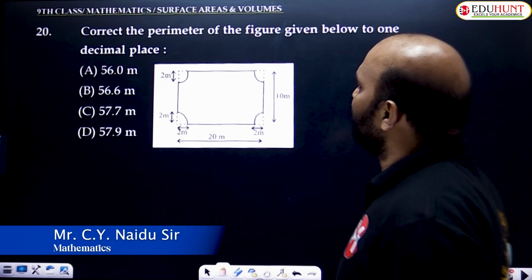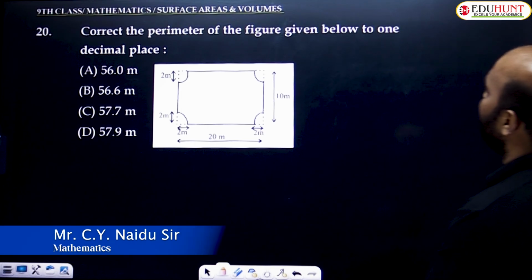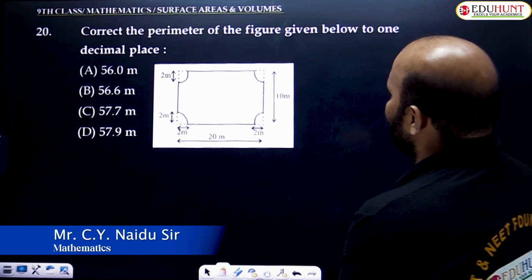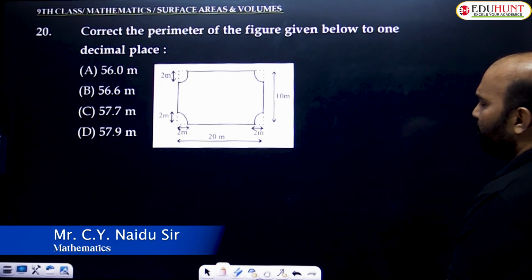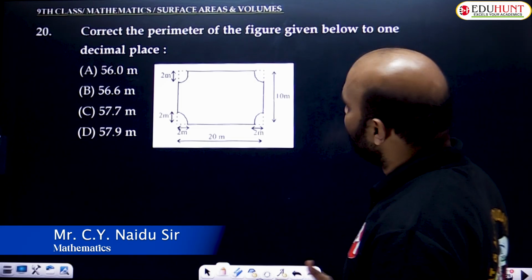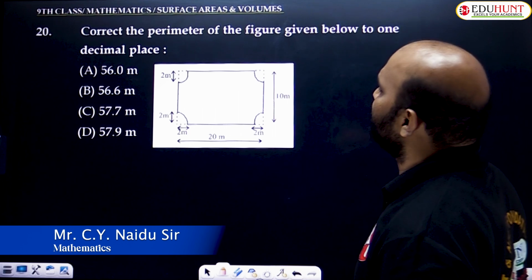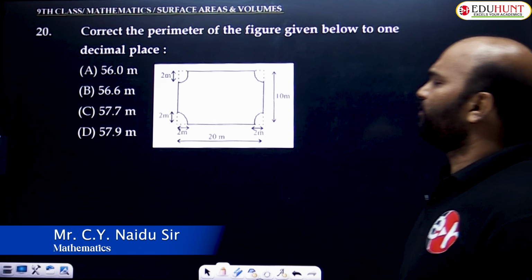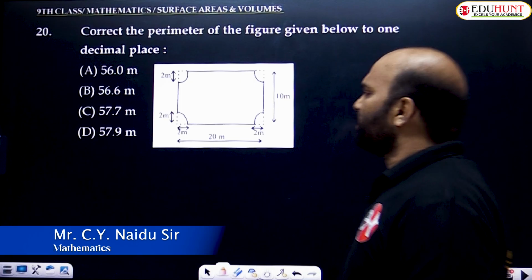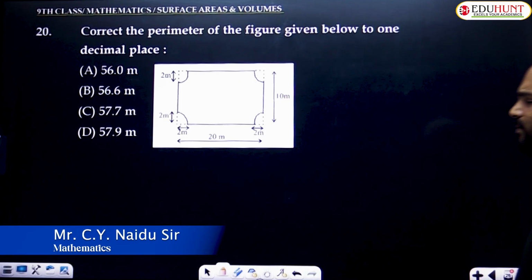So let's go to question number 20. Correct the perimeter of the figure given below to one decimal place. So after the decimal point, it can be rounded off to one decimal place. Option A 56.0 meters, option B 56.6 meters, option C 57.7 meters, option D 57.9 meters.